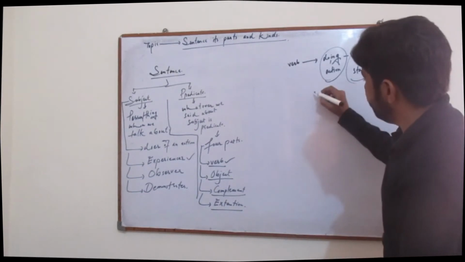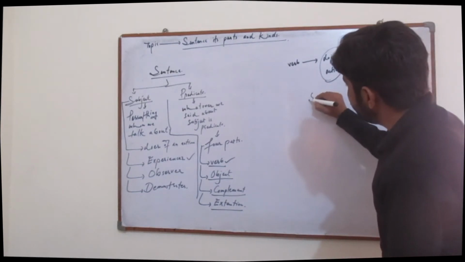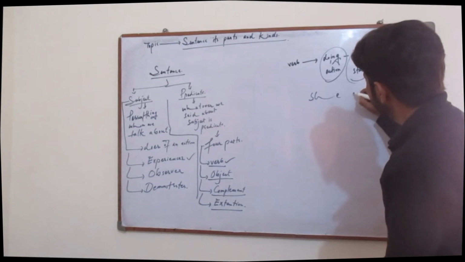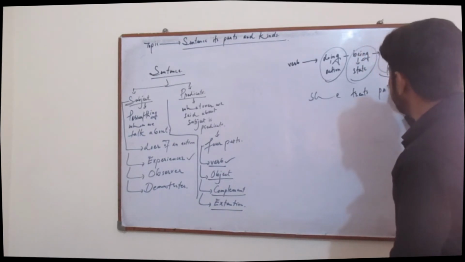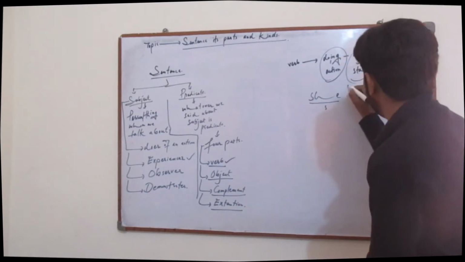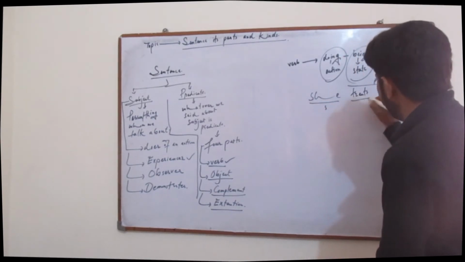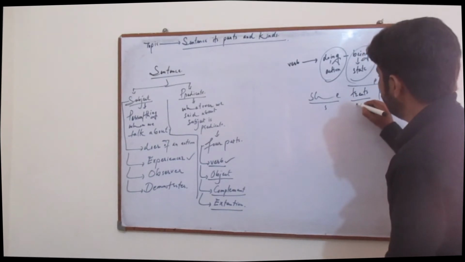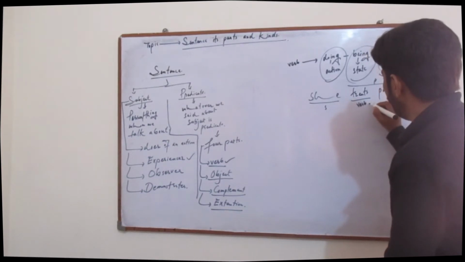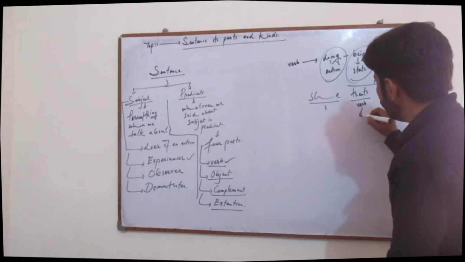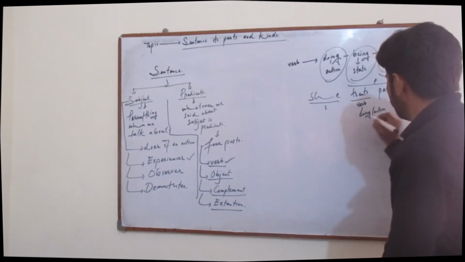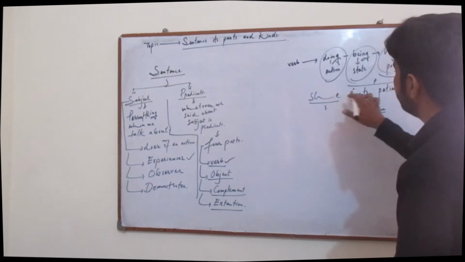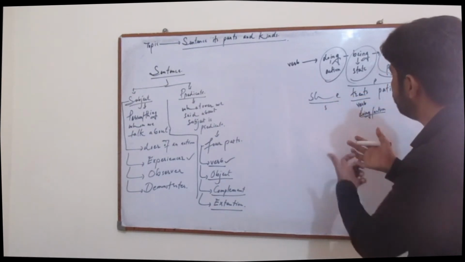For example, let us discuss. As I say, she treats patients. This is subject and this is predicate. Here treat is verb. Why? Because it shows doing or action. Doing or action means what a person or thing does. So what she does, she treats.